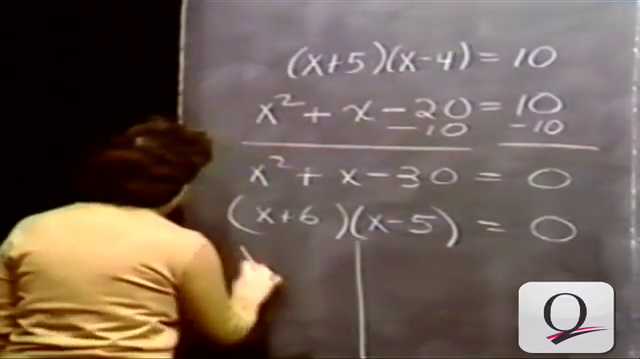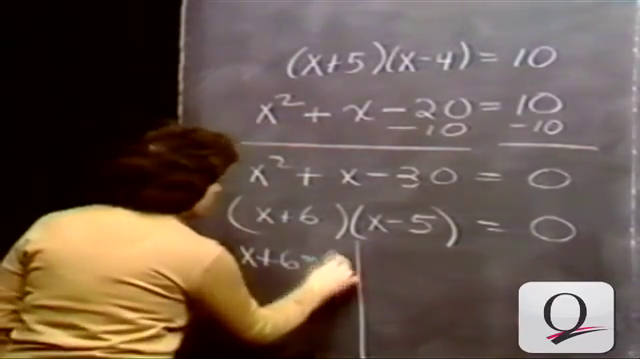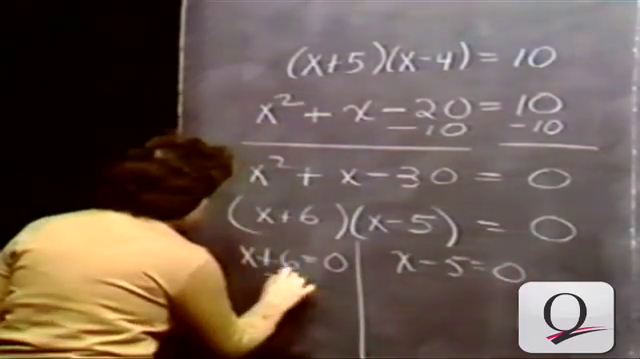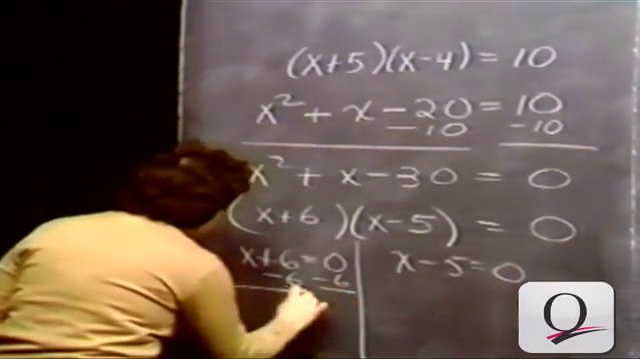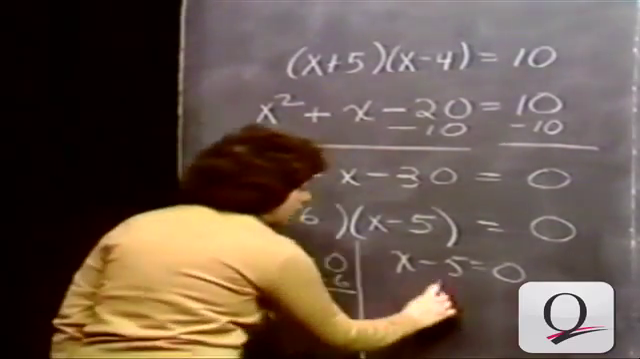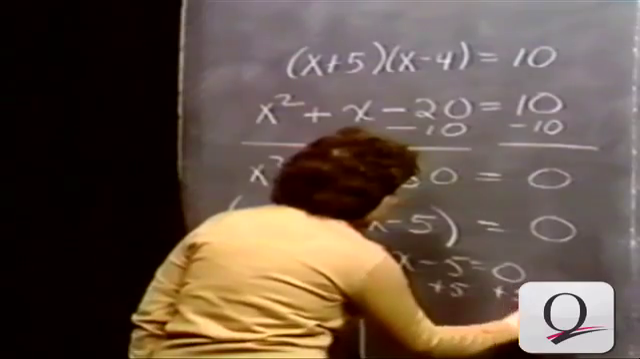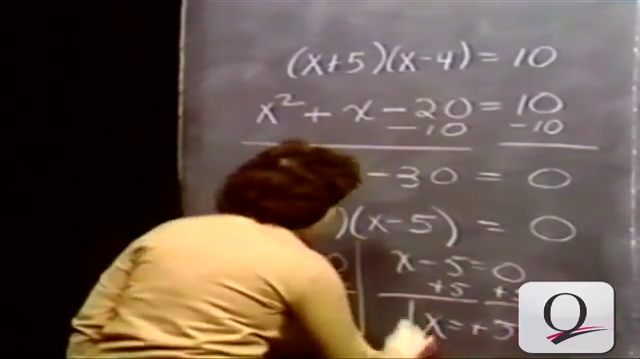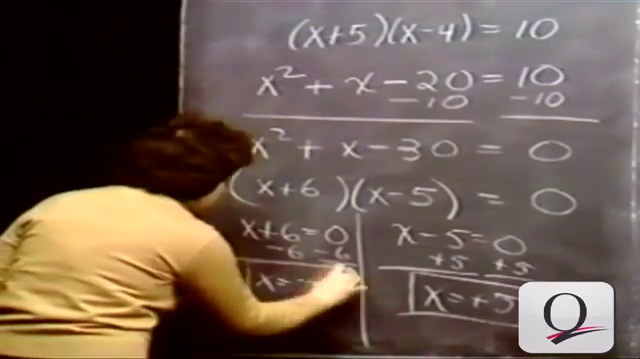We set each of the numbers equal to 0. And we get the two solutions. Subtracting 6 from both sides, we get x equals minus 6. And here, adding 5 to both sides, we get x equals plus 5. And we should really check these two.